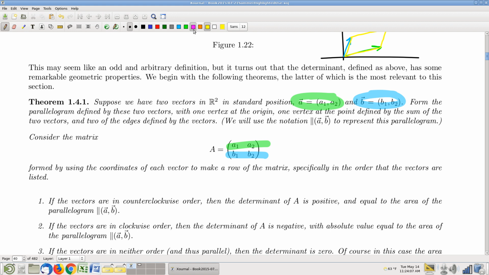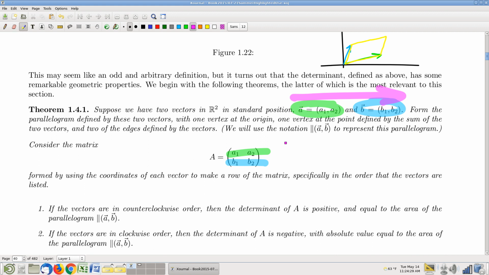If the matrix, if this listing of vectors, A first, B second, by the way, notice whichever one is listed first becomes the first row, whichever one is listed second becomes the second row. Right, so the ordering matters. If this listing is in counterclockwise order, then the determinant is positive.